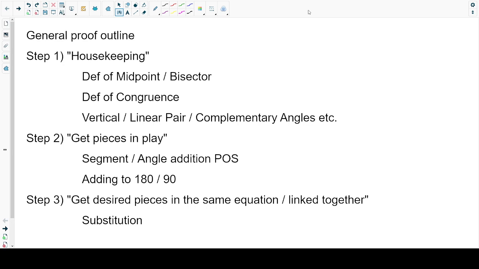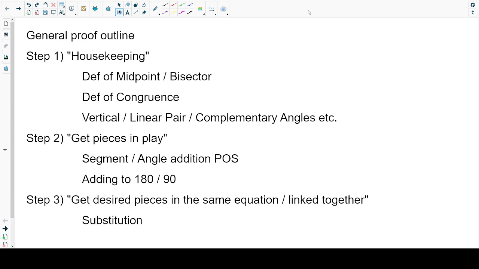Step two is getting the pieces in place. This usually means get the pieces that you want in place. So if you want to talk about segment AC, you want to get AC in place some way. Maybe it's a portion of a segment. Maybe it's a big angle that can be broken down into other angles. Don't know, but you want to get the pieces you want to talk about in the proof if they're not already. And then number three is to get the desired pieces in the same equation and link together, and then you simplify that equation, again, usually through substitution or your algebra properties, to get the two things that you want to be linked together.